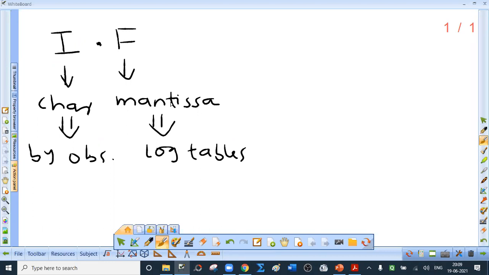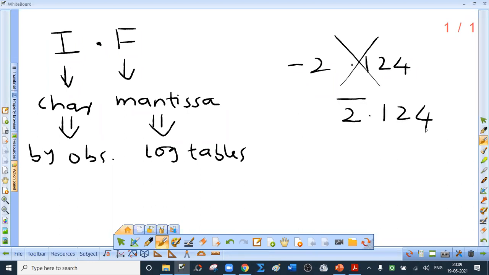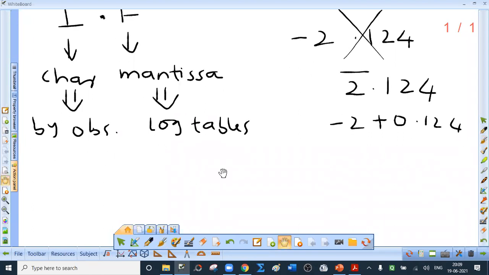Okay, and that is why if the characteristic is negative, suppose characteristic is -2, and fractional part is say 0.124. So will you write -2.124? No, because this means it is -2 minus 0.124, but fractional part is always positive, and that is why we write this as bar 2.124. This is correct. So this is -2 plus 0.124, because fractional part is always positive.